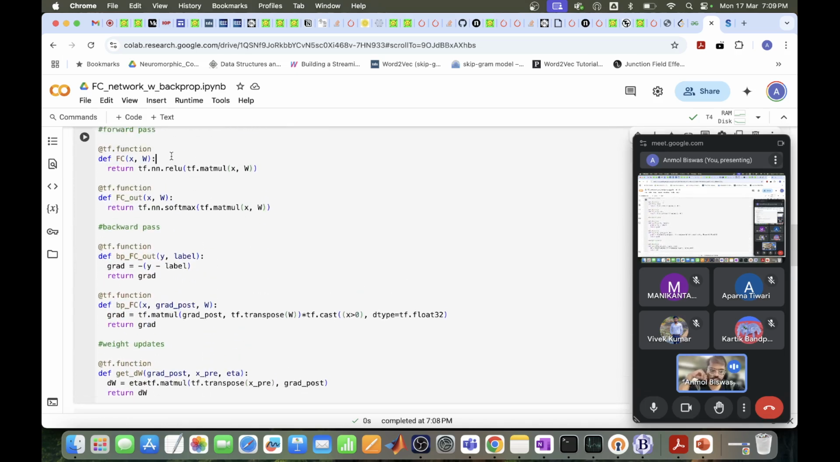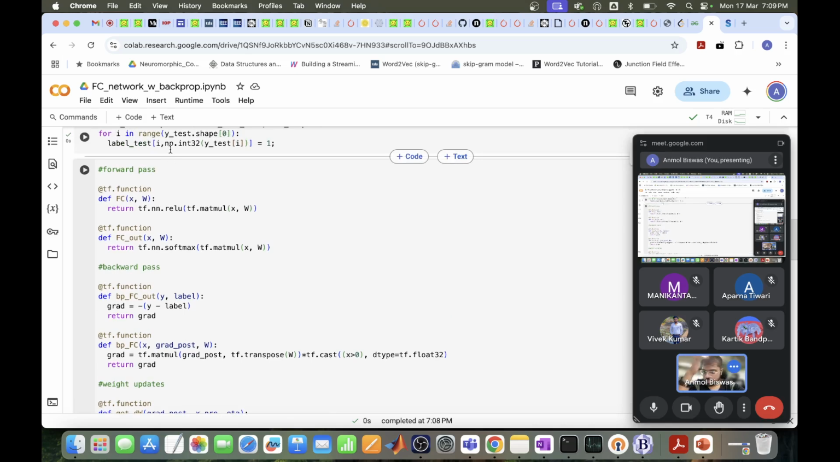And here, these functions define your layer functions, right? We have basically two types of functions. The first function is FC, which stands for fully connected layer. FC takes input as X and W, where W is the weight and X is the input, and it just returns TF ReLU. You apply the ReLU activation function on the matrix multiplication of X comma W: you do tf.matmul of X comma W, then apply ReLU and return that.